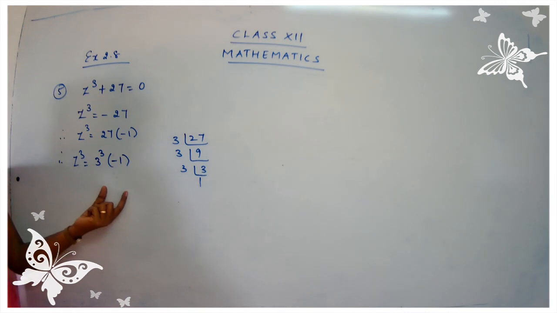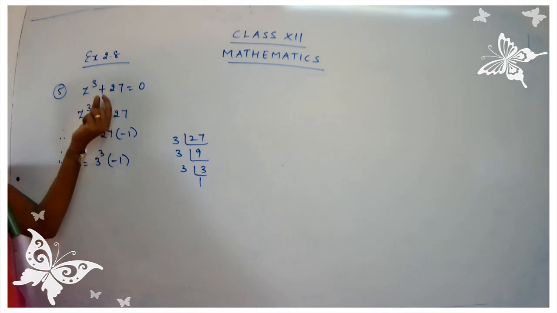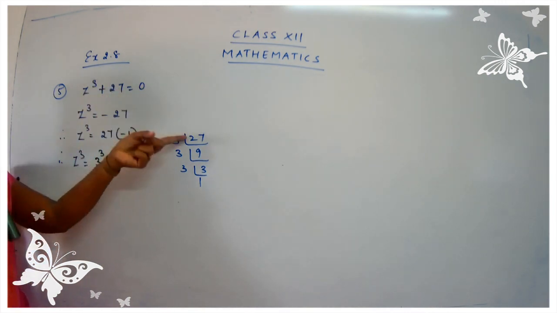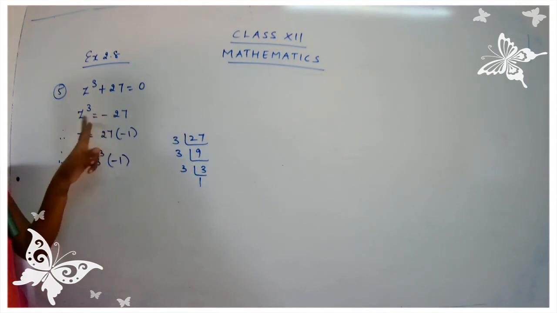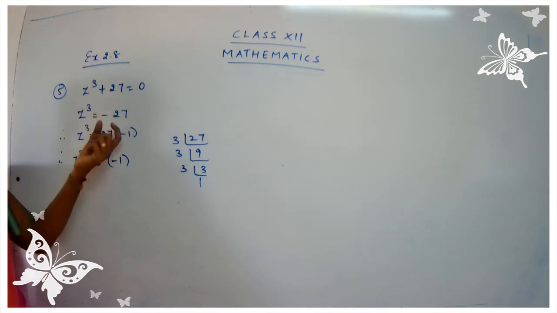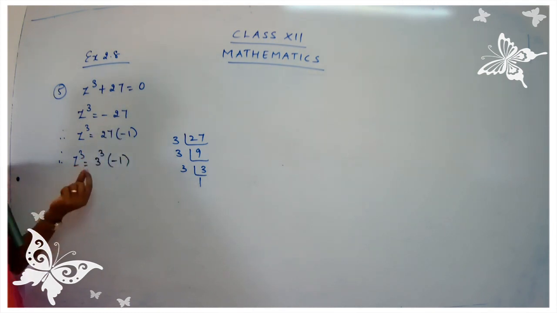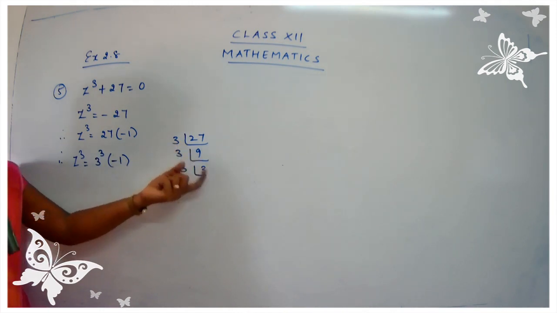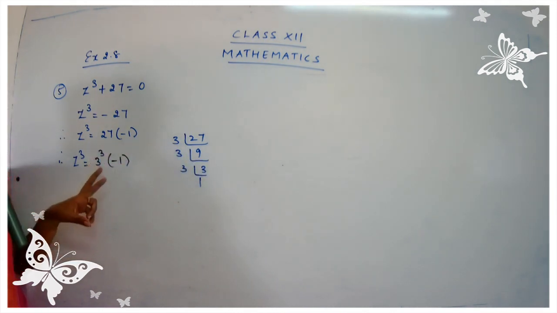I hope you people are clear. First we had just taken plus 27 to the RHS. Then we are taking minus 27 as 27 into minus 1. So now here what I am doing, I am writing 27 in terms of 3. That is, I have factorized 27 and I am going to write down 27 in the power form, that is 3 raised to 3, 3 into 3.